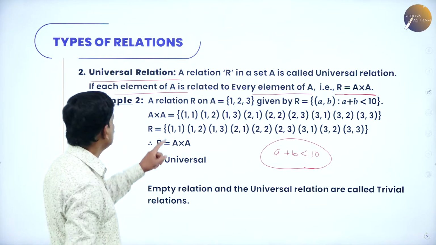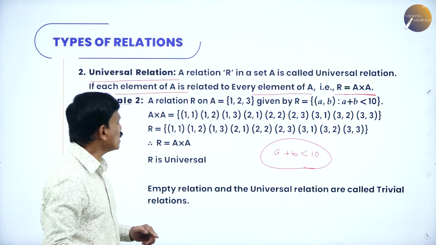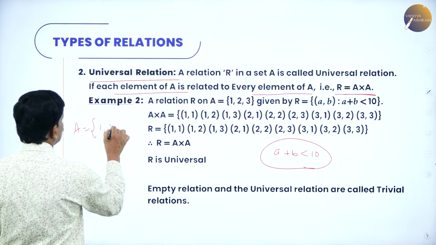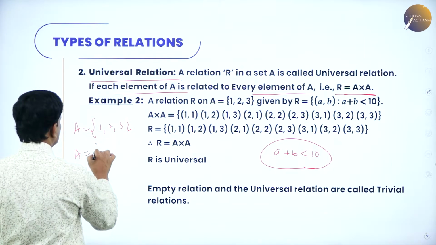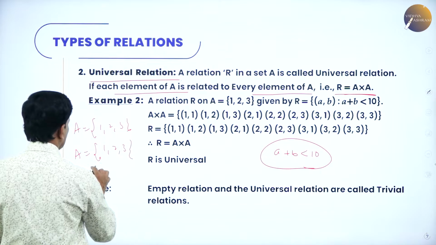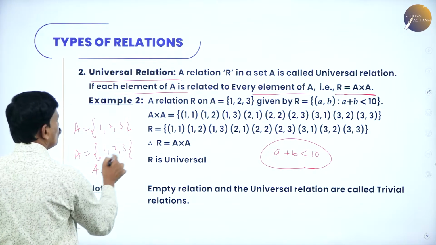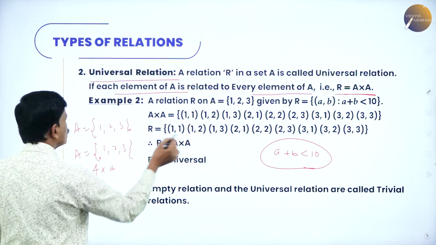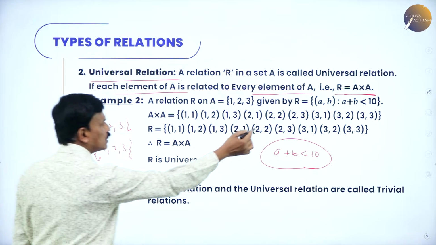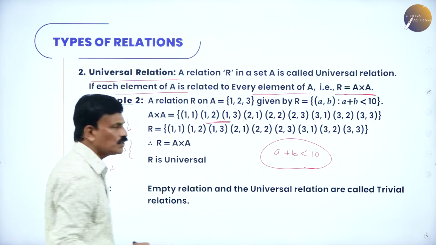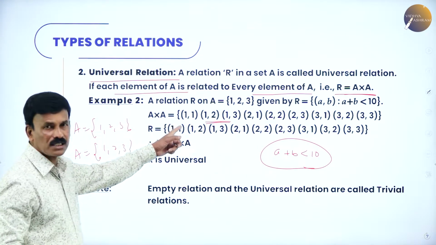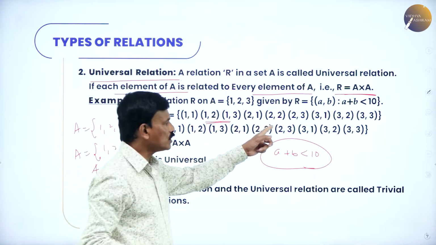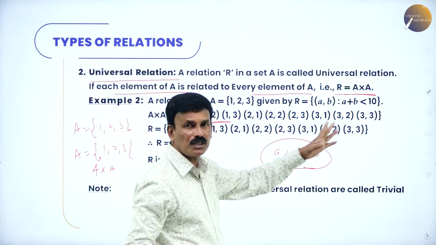Now, write down the cross product A cross A. A = {1, 2, 3}, and the other A is also {1, 2, 3}. A cross A = {(1,1), (1,2), (1,3), (2,1), (2,2), (2,3), (3,1), (3,2), (3,3)}. This is what you are going to get, the Cartesian product of A cross A.